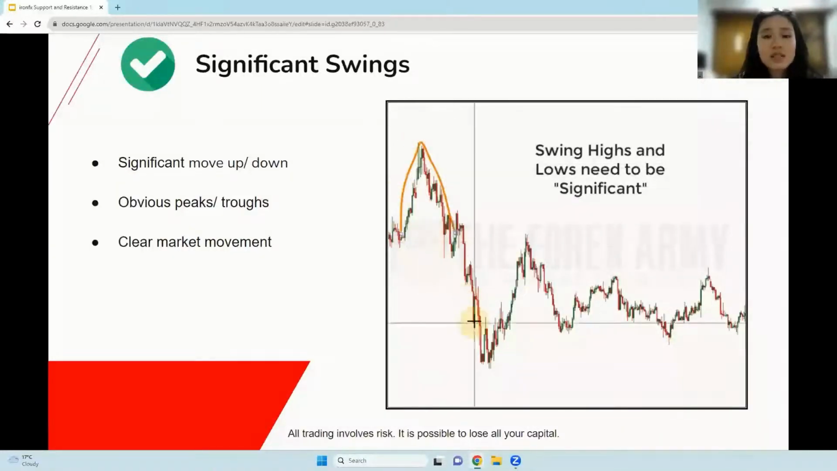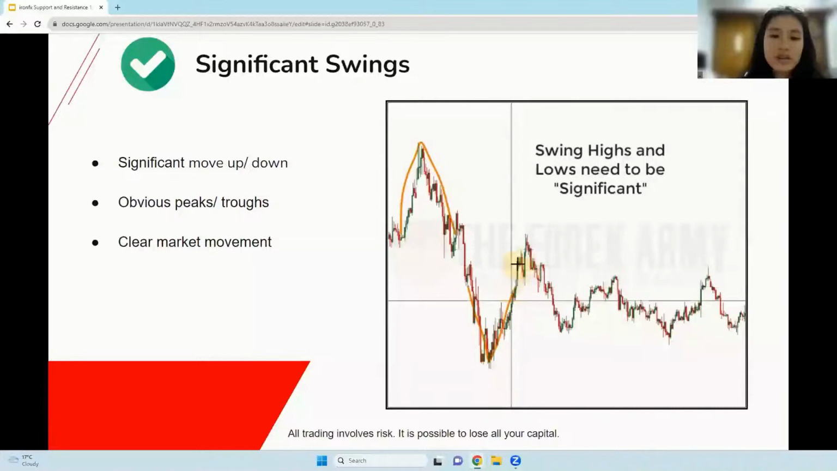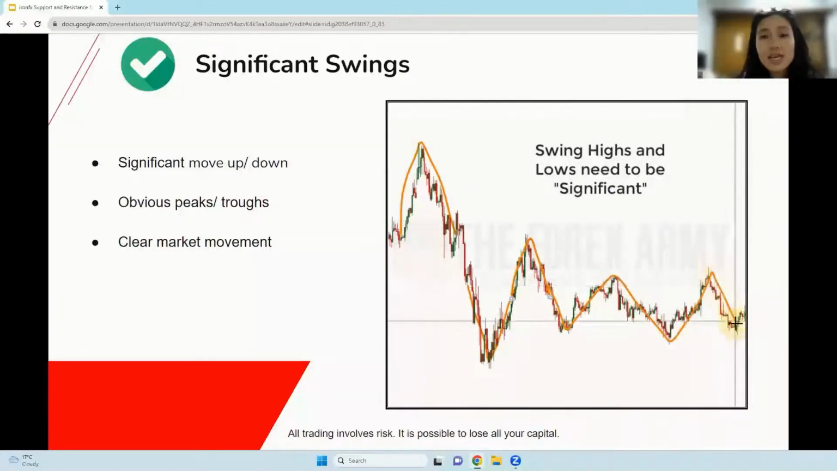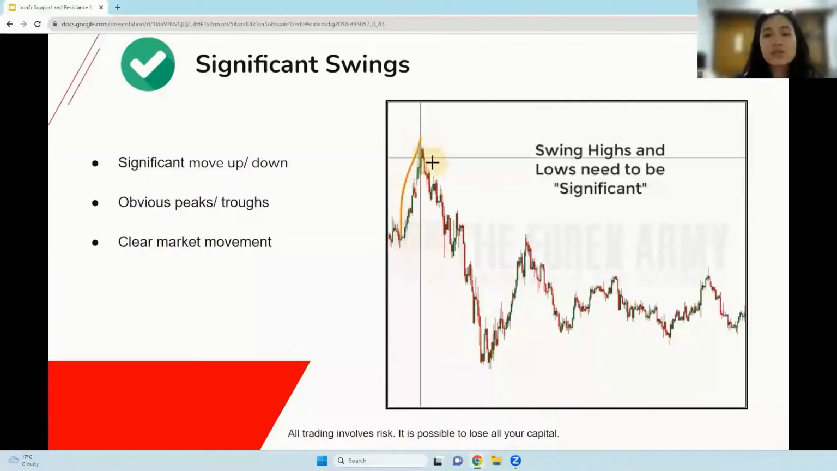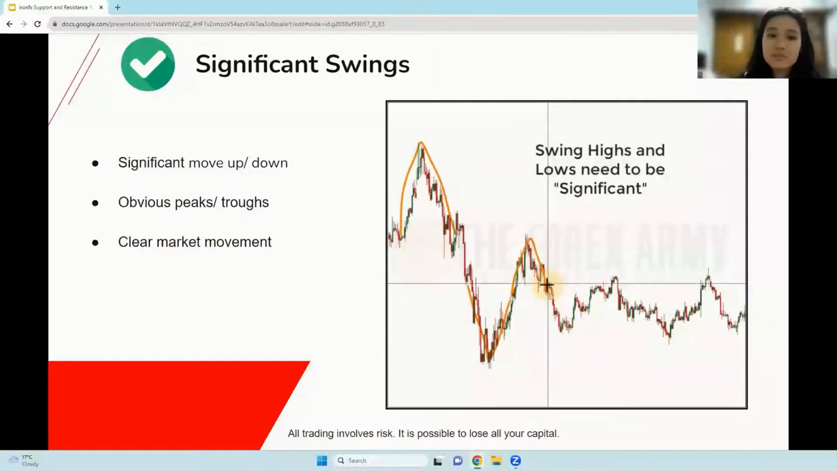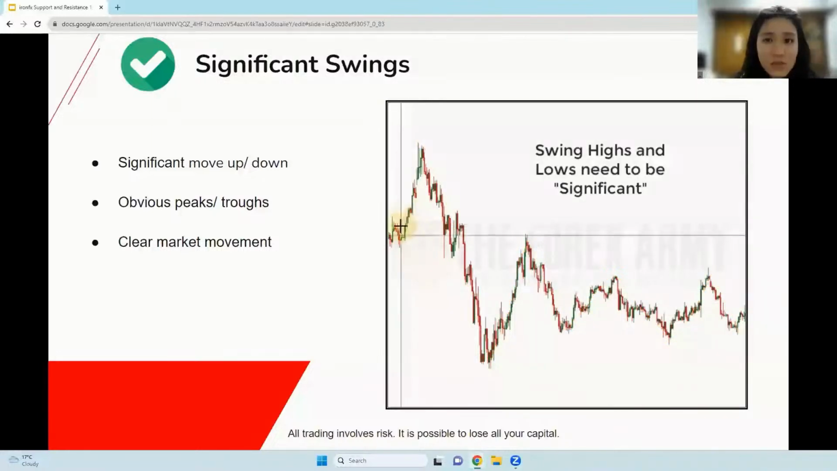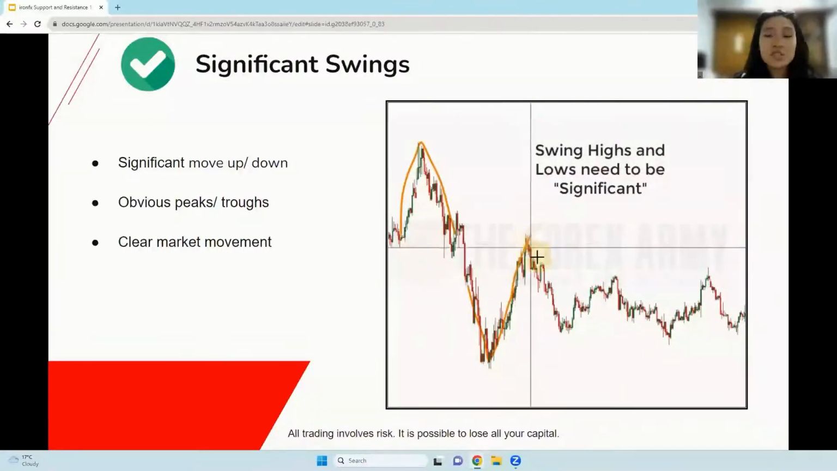Okay, and now let's take a look at a correct example of significant swings. So here you can see that there is a clear move up and down with obvious peaks and troughs and clear market movements basically. So in this GIF, that's basically what you are looking for when you are deciding on a chart to analyze. So people may ask which time frame do you use, which time frame do you recommend?